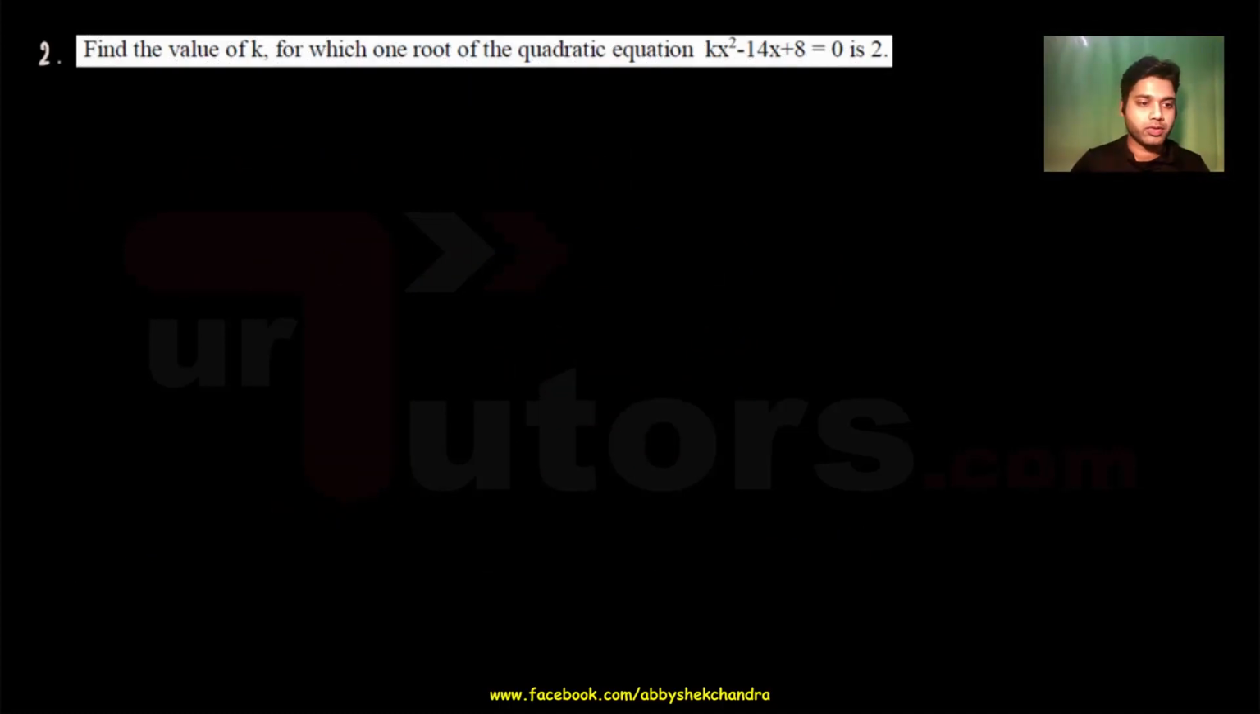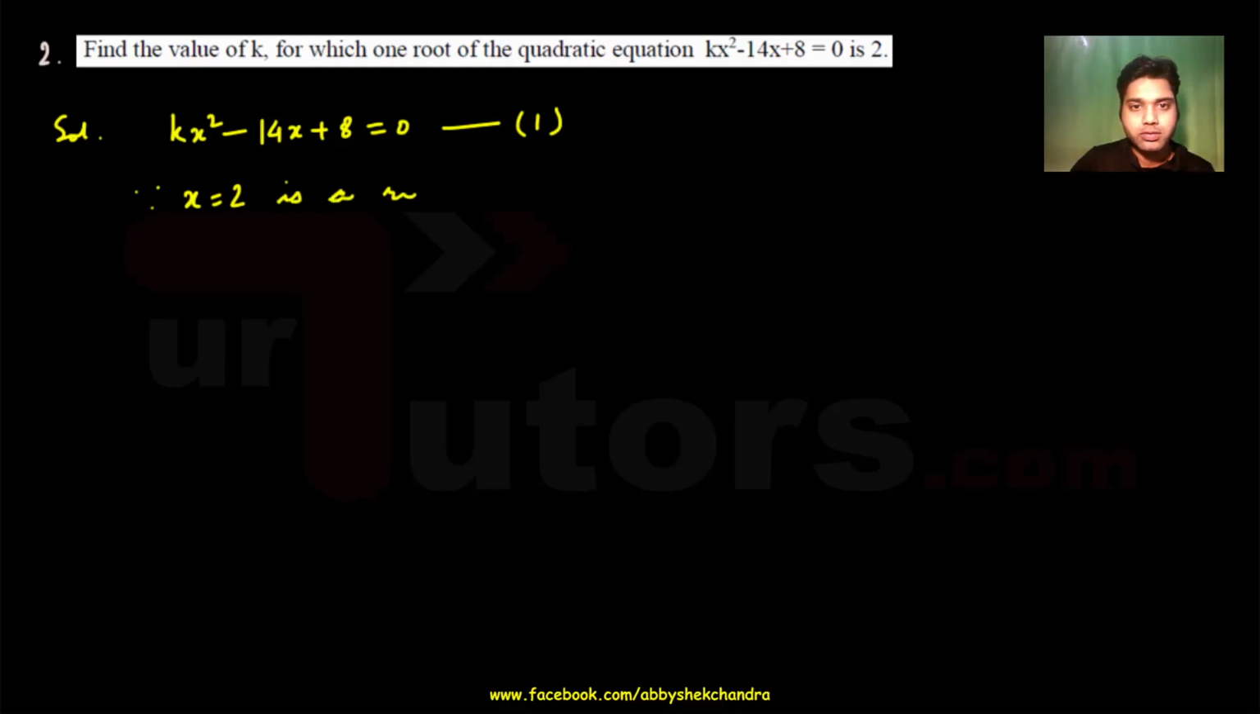Question 2. Find the value of K for which one root of the quadratic equation kx squared minus 14x plus 8 is equal to 0 is 2. So what is the given equation? Kx squared minus 14x plus 8 equal to 0. Let's call it 1. Now since x equal to 2 is a root of equation 1, therefore x equal to 2 will satisfy this equation, right?